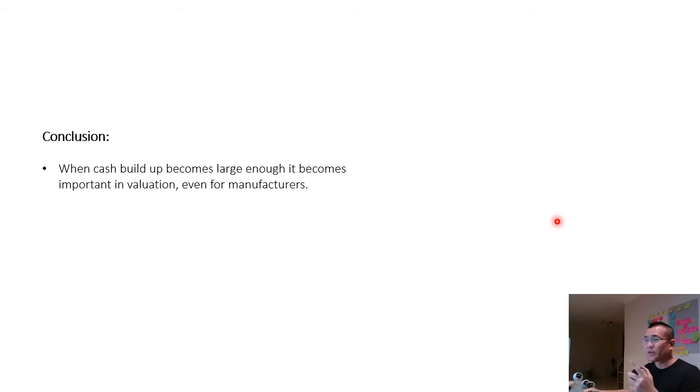Anyway, so when cash builds up large enough, it becomes important in valuation. So yep, if you see price to book very low, look out for net cash. Maybe people are missing this out in the way they calculate what the value is worth.